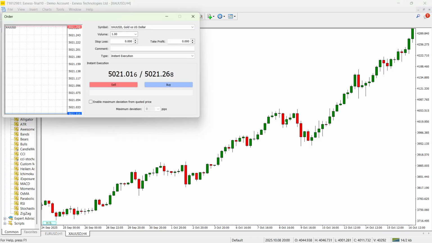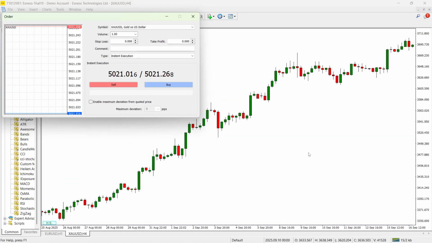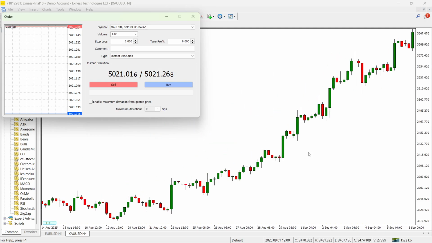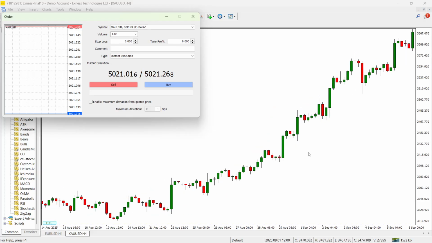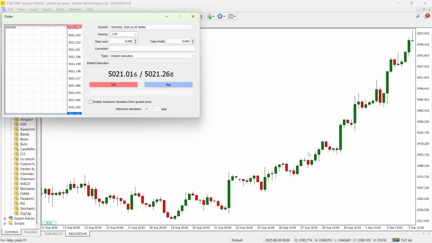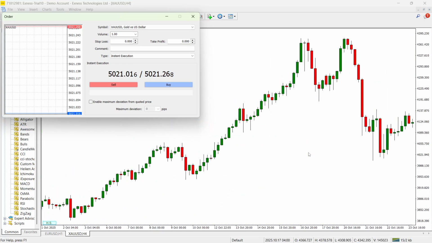Now let's take a look at the key concepts and parameters. Key factors to consider include spread types, commission structures, order execution methods, and the level of market depth available. ECN brokers typically offer variable spreads with a commission, while STP brokers may offer slightly wider spreads with no separate commission.